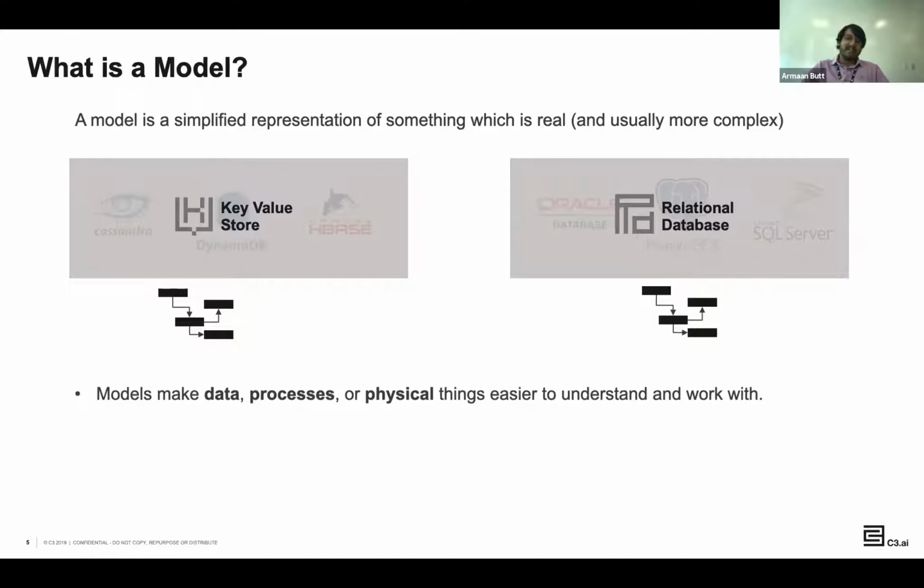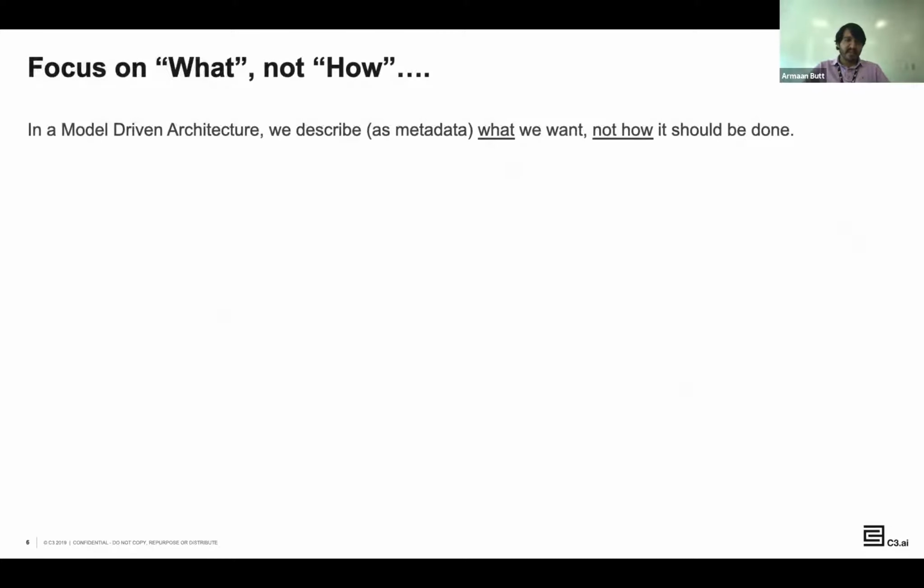So the idea is that models make data and processing easier to understand and work with. Instead of you as a user having to interact necessarily with a particular data store, if we're able to abstract these into higher level models, you can focus on interacting with those as opposed to those underlying technologies. So it's really to focus on the what and not the how.